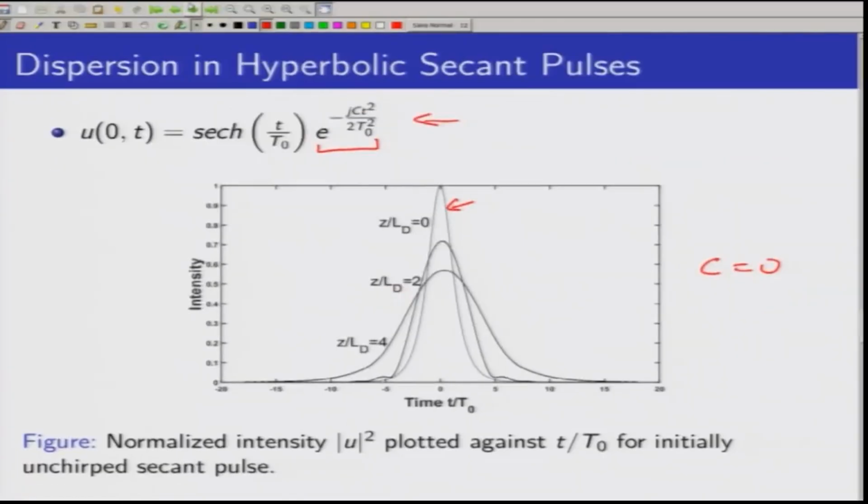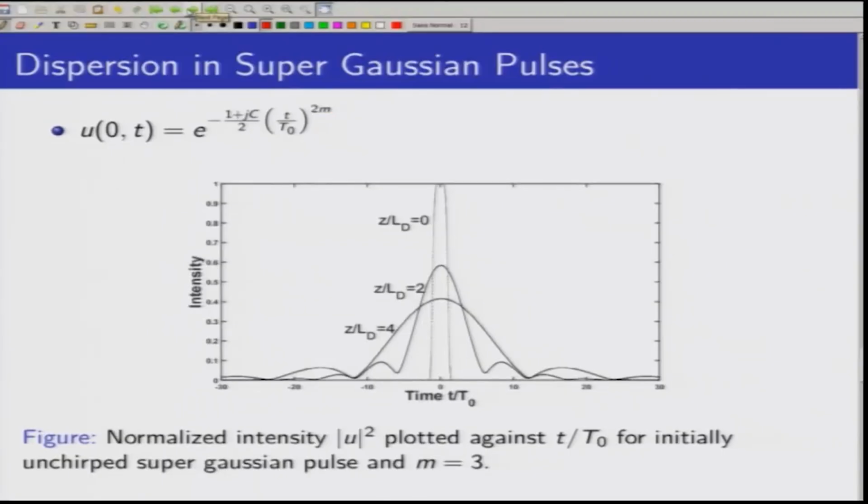Now, in fact, to make them even steeper, we will take the case of dispersion of super Gaussian pulses, whose incident equation is given by this factor, where C is again the chirp parameter, T naught is the pulse width, and it is similar to the Gaussian pulse equation, but we have another factor m here. So, the pulse looks like this. This is the case for m equal to 3, and again initially unchirped super Gaussian pulses.